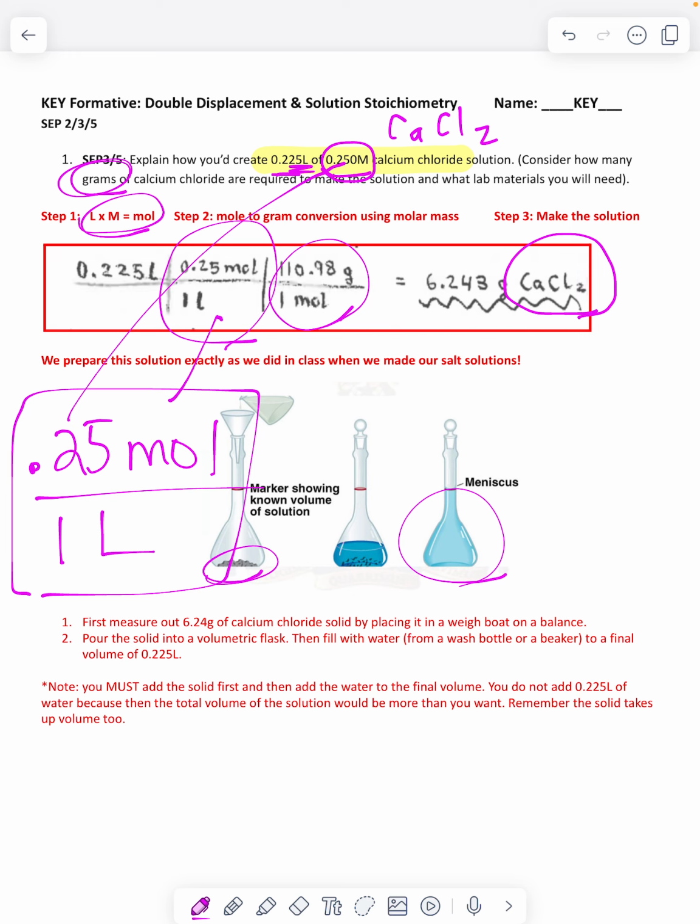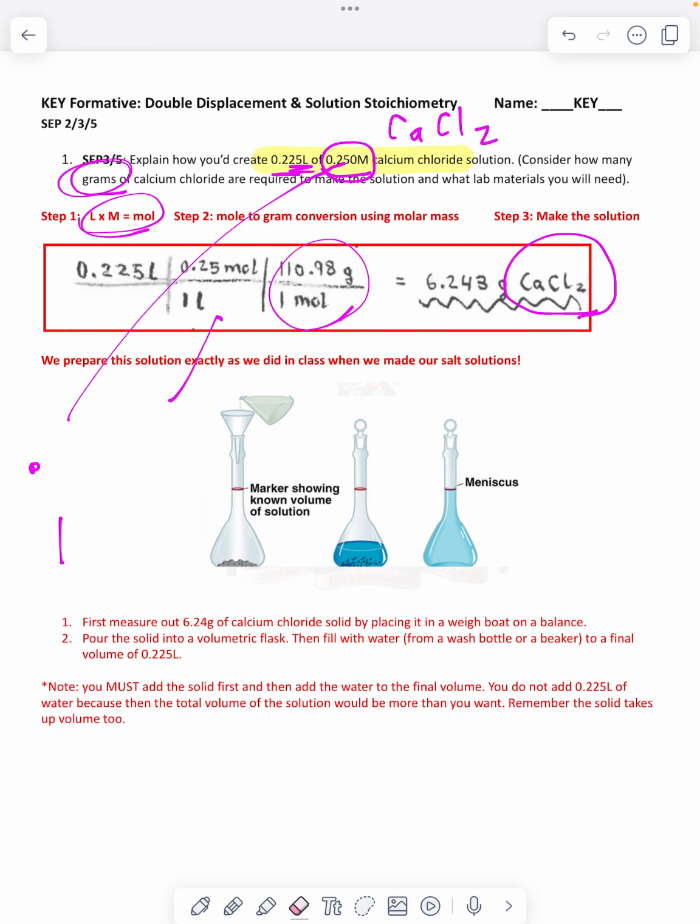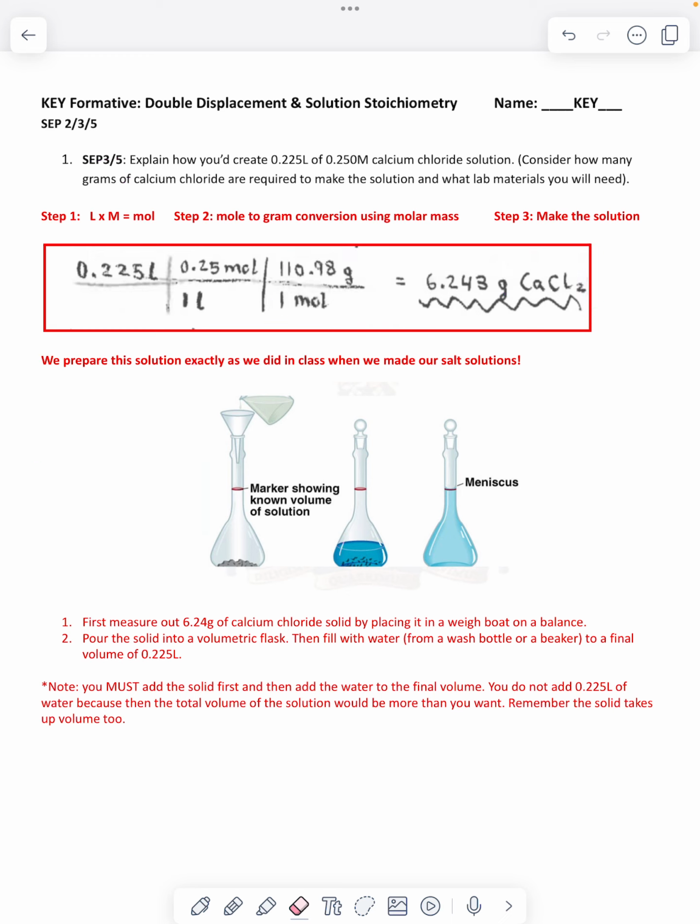So for these problems, you will never ever start with molarity. You will use molarity as a conversion factor, okay? And so then once we have moles, we are able to get grams using molar mass and solve. The SEP2 part of it, of how would I create this, is just really asking that you know that we're going to use that volumetric flask like we did in class when we made that salt solution. So that's one of the skills.